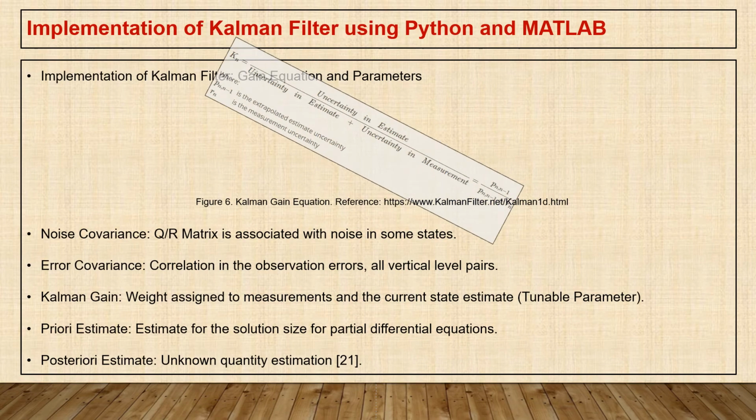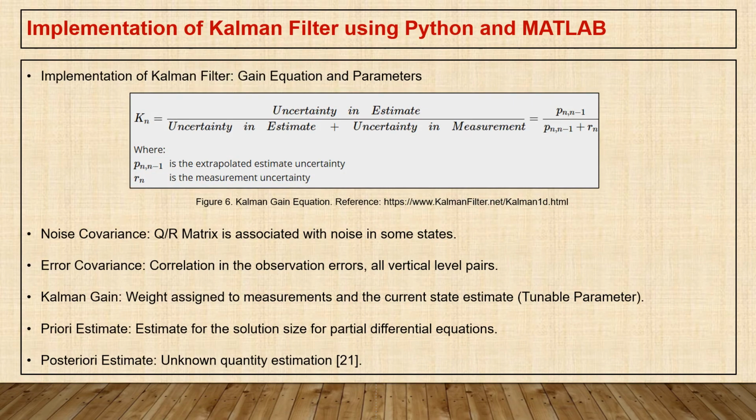So the implementation of the Kalman filter using Python and MATLAB is due to the Kalman gain and its related parameters. The Kalman gain has a major role to play in the Kalman filter and its properties. Kn is the Kalman gain equation, which involves the concepts of noise covariance and error covariance. That would include the matrix association with noise and state-wise correlation in the observation errors for the vertical level pairs.